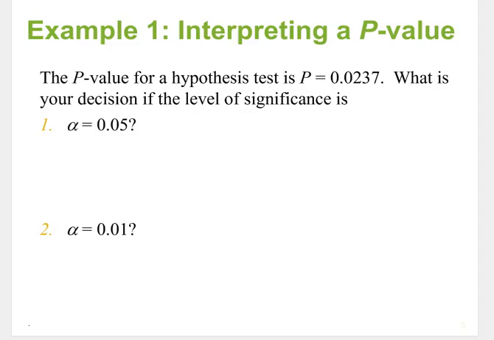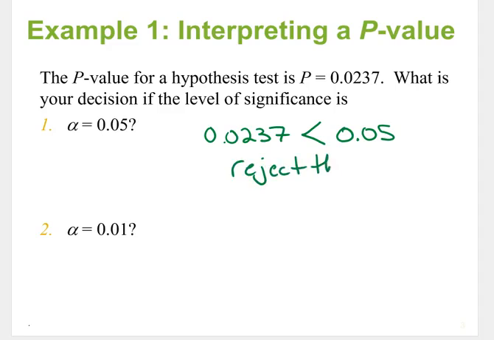The p-value for the hypothesis test is 0.0237. What is your decision? So you compare your p-value, 0.0237, to your alpha in the first question, which is 0.05. Notice that the p-value is lower. So the p is low, the null must go. So you will reject the null, whatever that might be in this case.